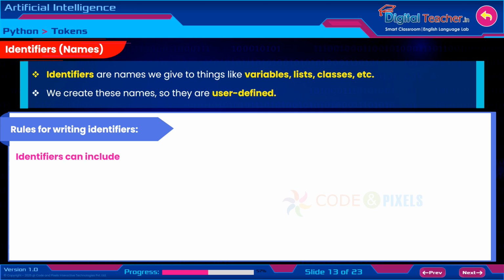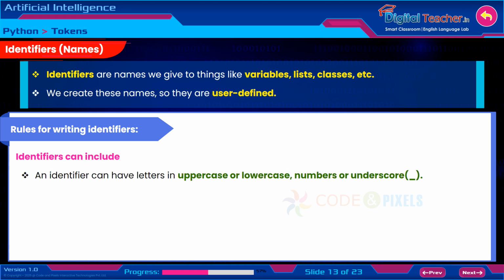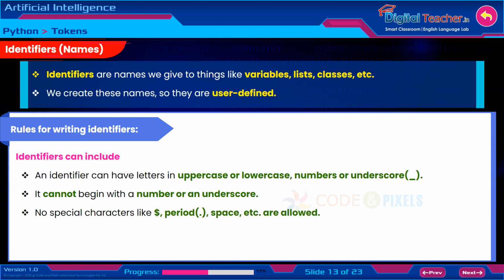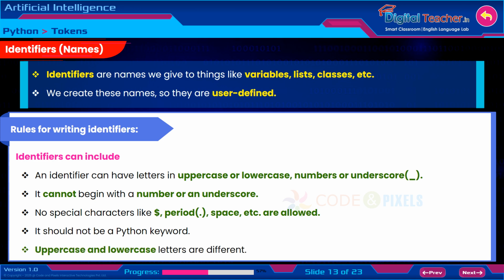Identifiers can include: an identifier can have letters in uppercase or lowercase, numbers or underscore. It cannot begin with a number or an underscore. No special characters like $, period, dot, space, etc. are allowed. It should not be a Python keyword. Uppercase and lowercase letters are different.